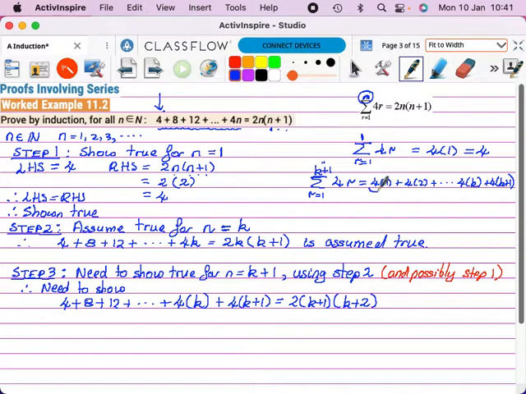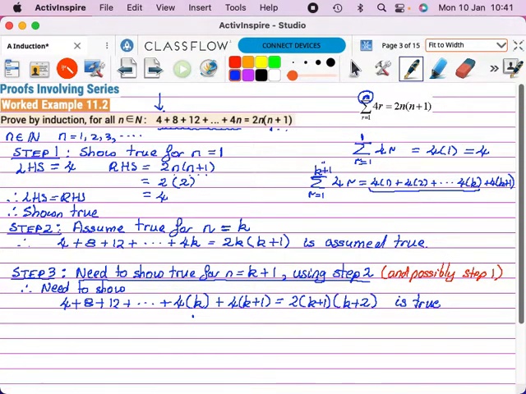Now, why did I put the k in? Because I hope you read the statement above. It says, need to show true for n equals k plus 1 using step 2. So I had to include on the left-hand side the step 2. And I just did one more bit to it. Okay, so need to show is true.